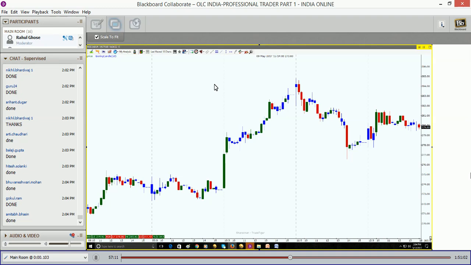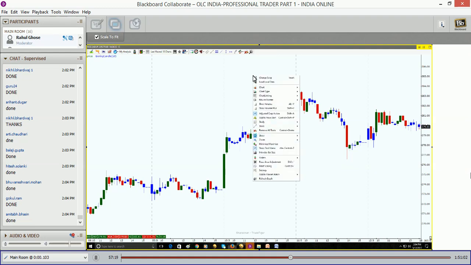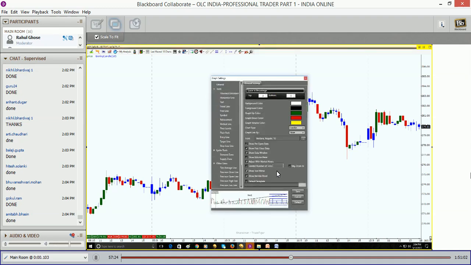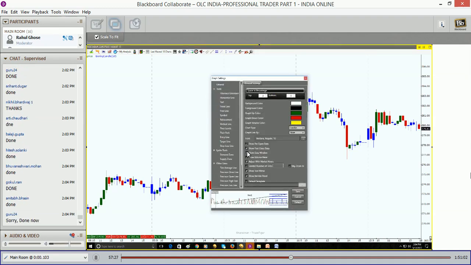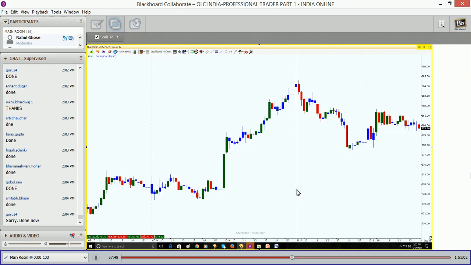Friends, just do one thing. Just turn your attention to my screen, friends. Just for a second. Right click, go to settings, and see that show post close data, adjust with market hours, and limited number of ticks on chart are check marked. I'll repeat: show post close data, adjust with market hours, and limited number of ticks on chart. If not, click on save and refresh your chart.